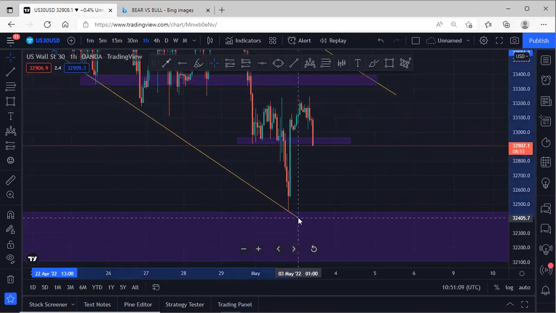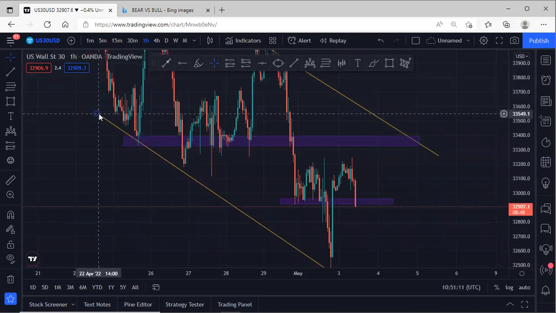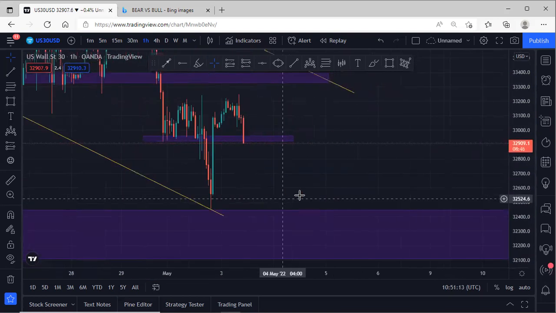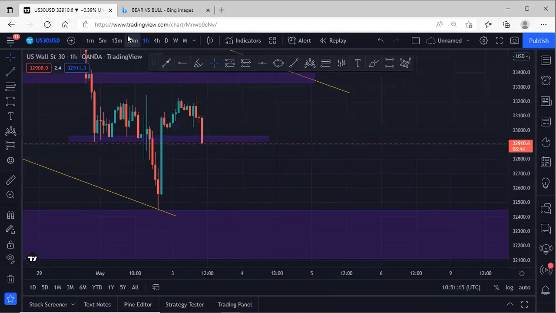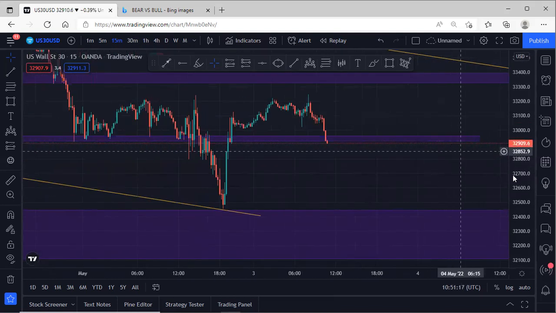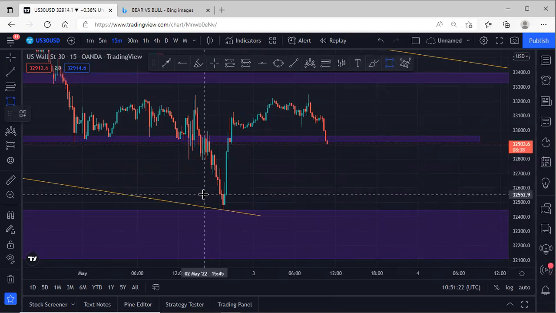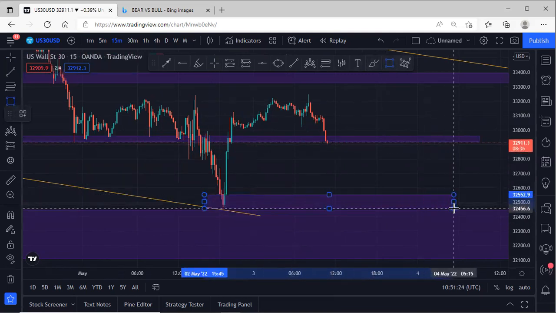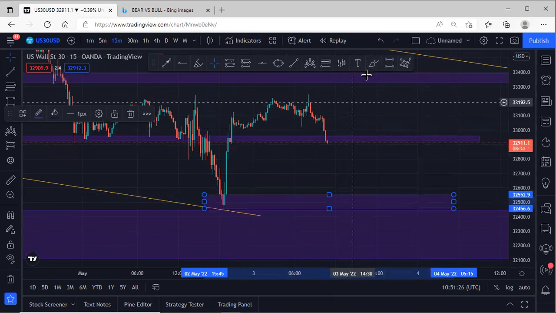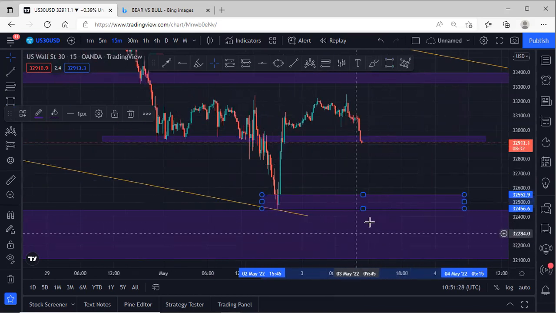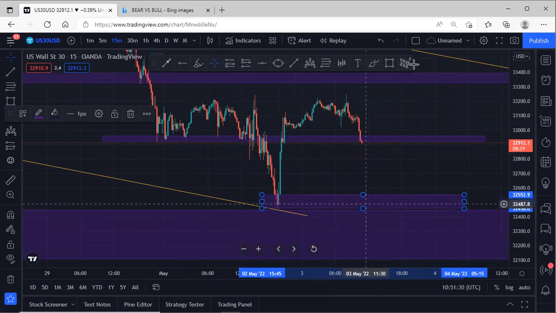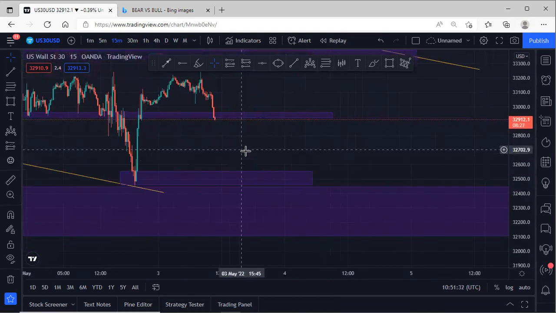So let me just fix this. So now I know the market is going to come back. So heading to the 15 minutes time frame, the market is going to come back to these areas. This is the area, right? So it might just hit these areas and move back up, or just touch these areas again and move back up. So that's what we should look out for.